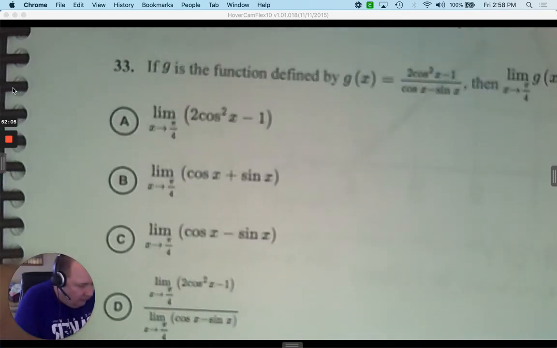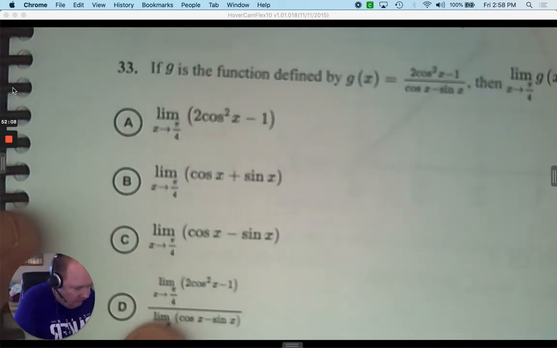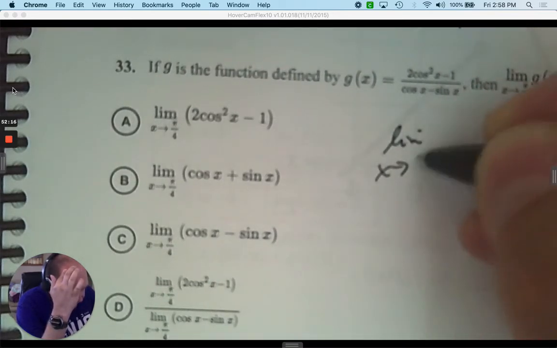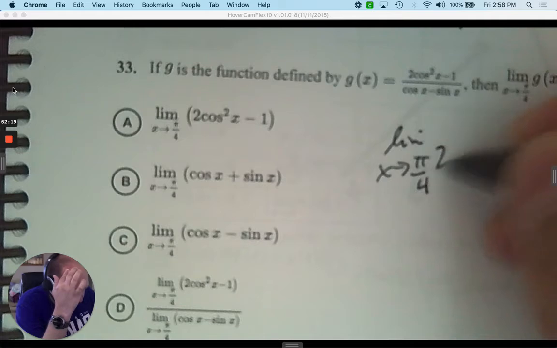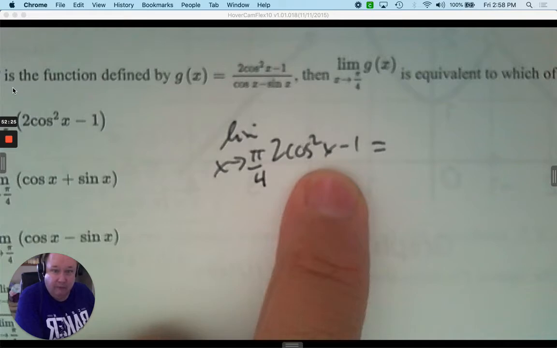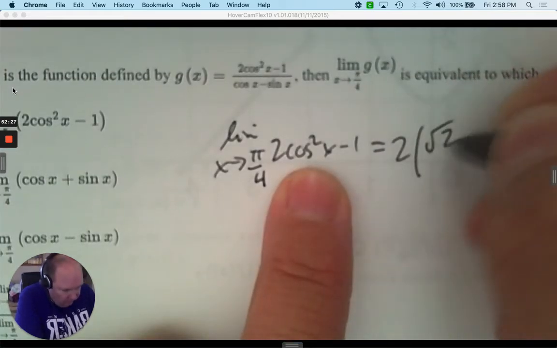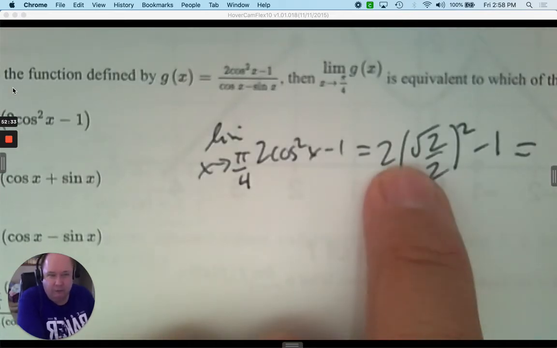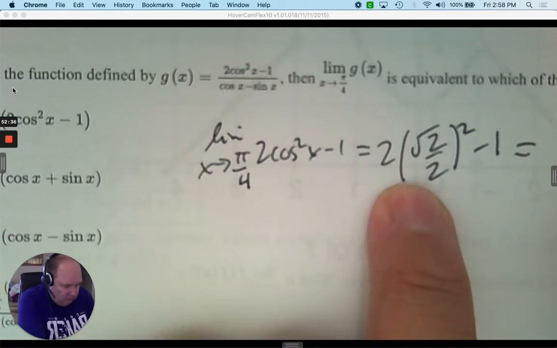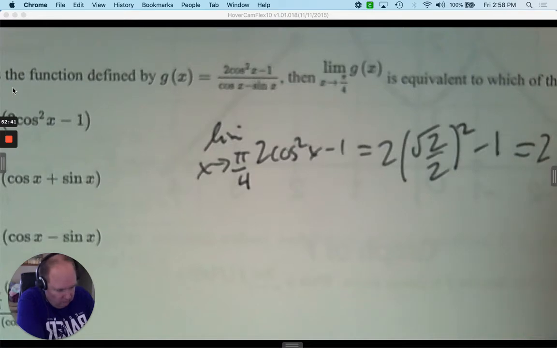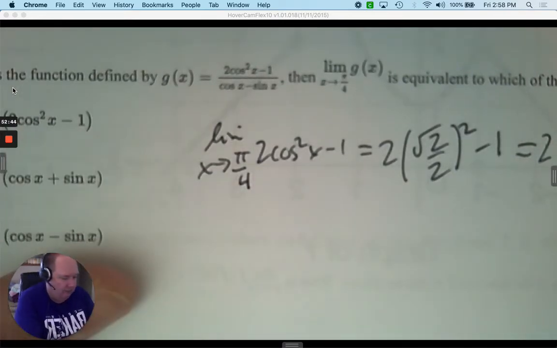So g at x equals 2 cosine squared x subtract 1 over cosine x subtract sine x. So the limit as x approaches pi over 4 for the numerator, what would it equal? So when I plug pi over 4 in for cosine, that's root 2 over 2. And I'm going to square it minus 1. So if I simplify it, this would be 2 over 4, but this would actually be 4 divided by 4. So 2 times a half, take away 1, that answer is going to be 0.